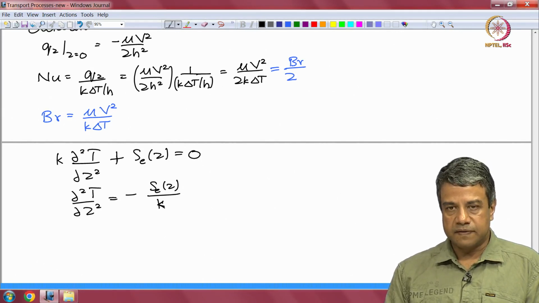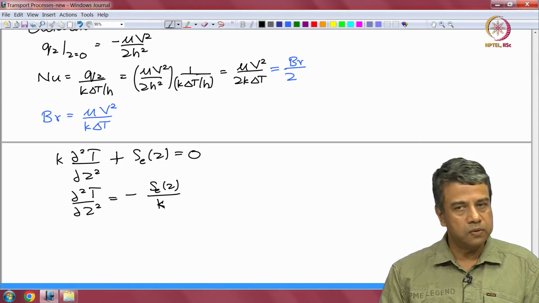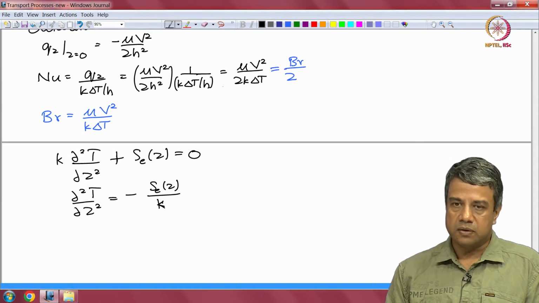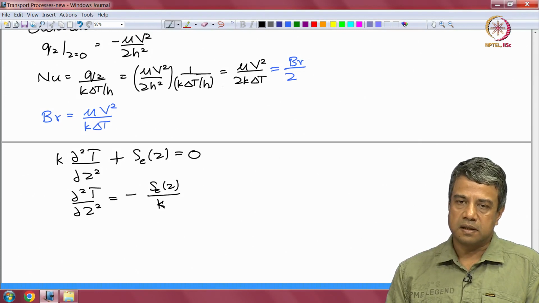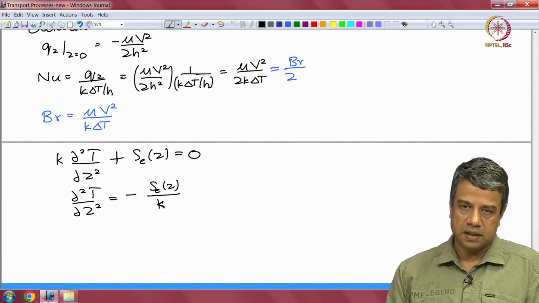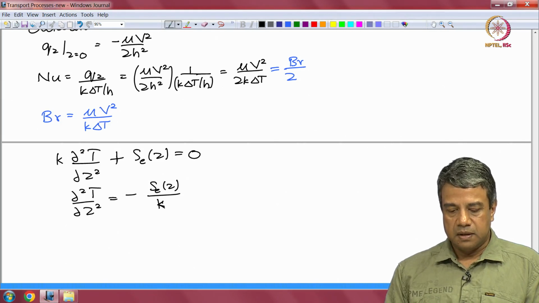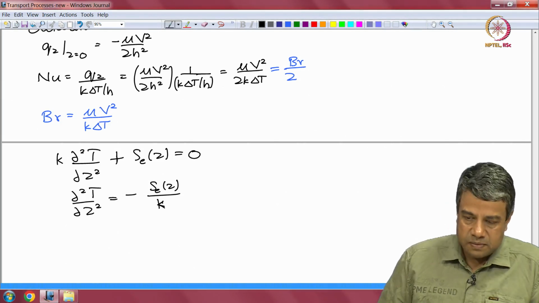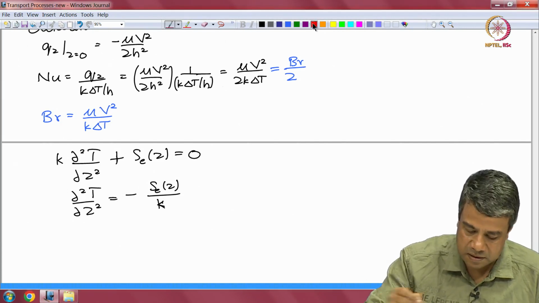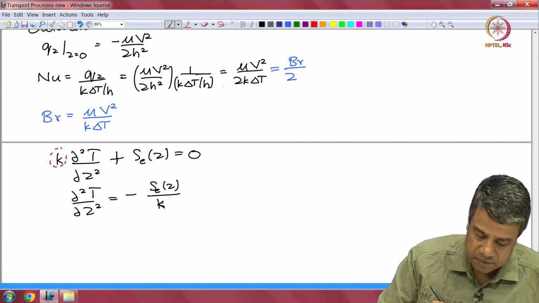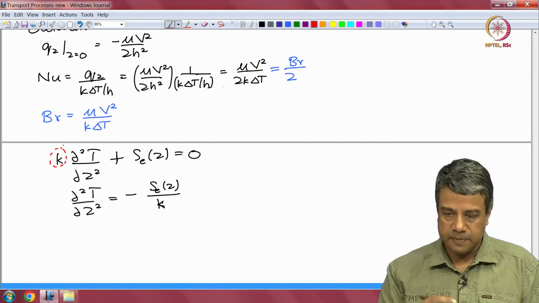When you solve the second order differential equation, you will get 2 constants of integration, and those 2 constants of integration are defined at the 2 boundaries. Okay. And using that you can find out what is the temperature profile. Note that while doing this, we have assumed that the diffusivity is a constant.